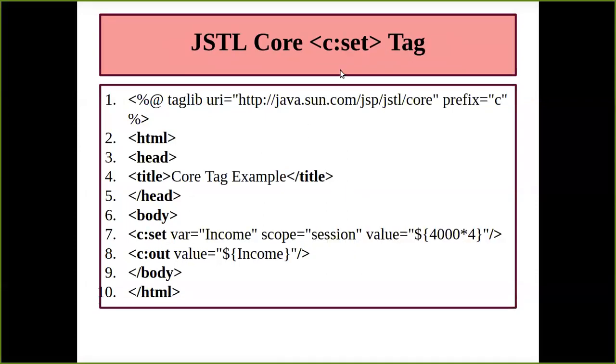Now the next tag is what? Your c:set tag. Now what is going to happen in this? Again, it is going to start with the @ sign. Okay, we'll have a taglib directive, we have a URI, we have a prefix. Fine. Now what is going to happen over here when we make use of the set tag?